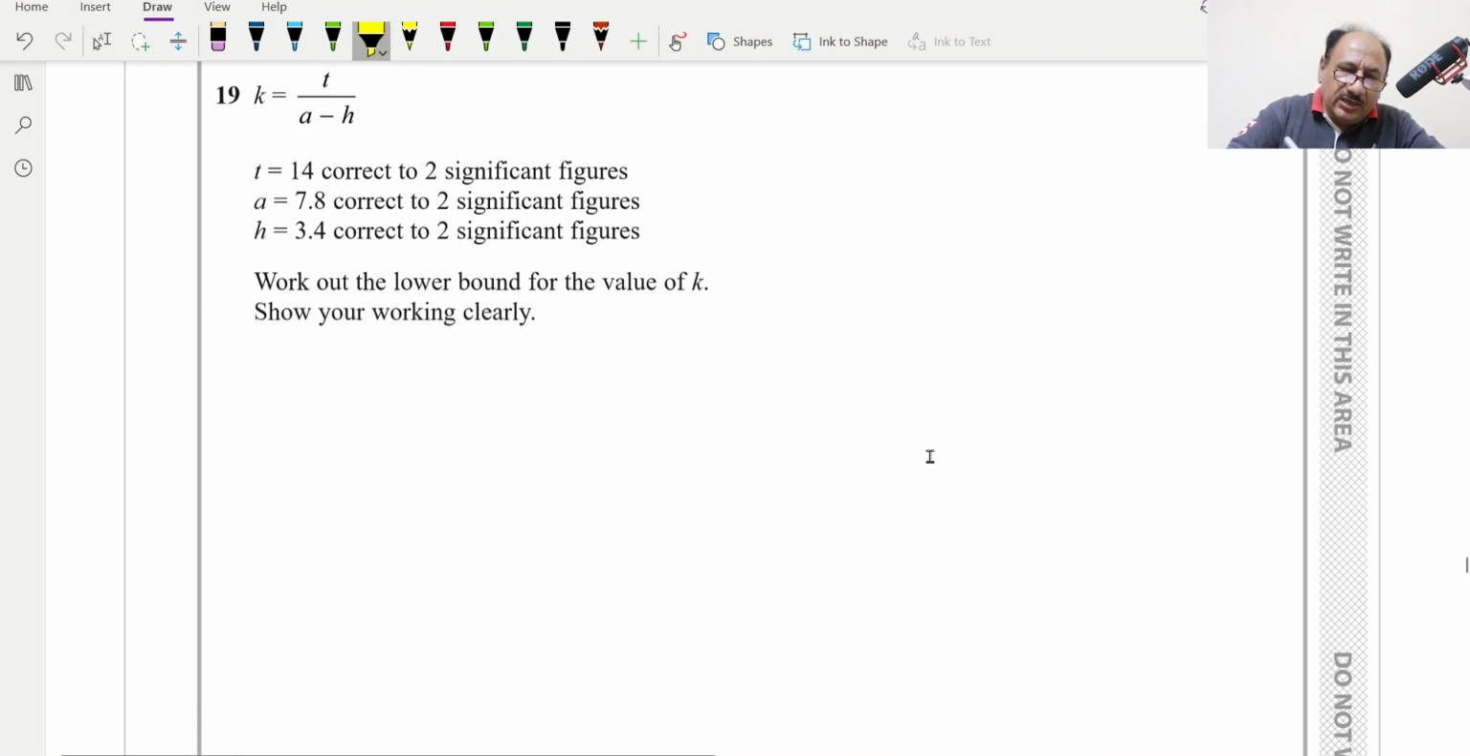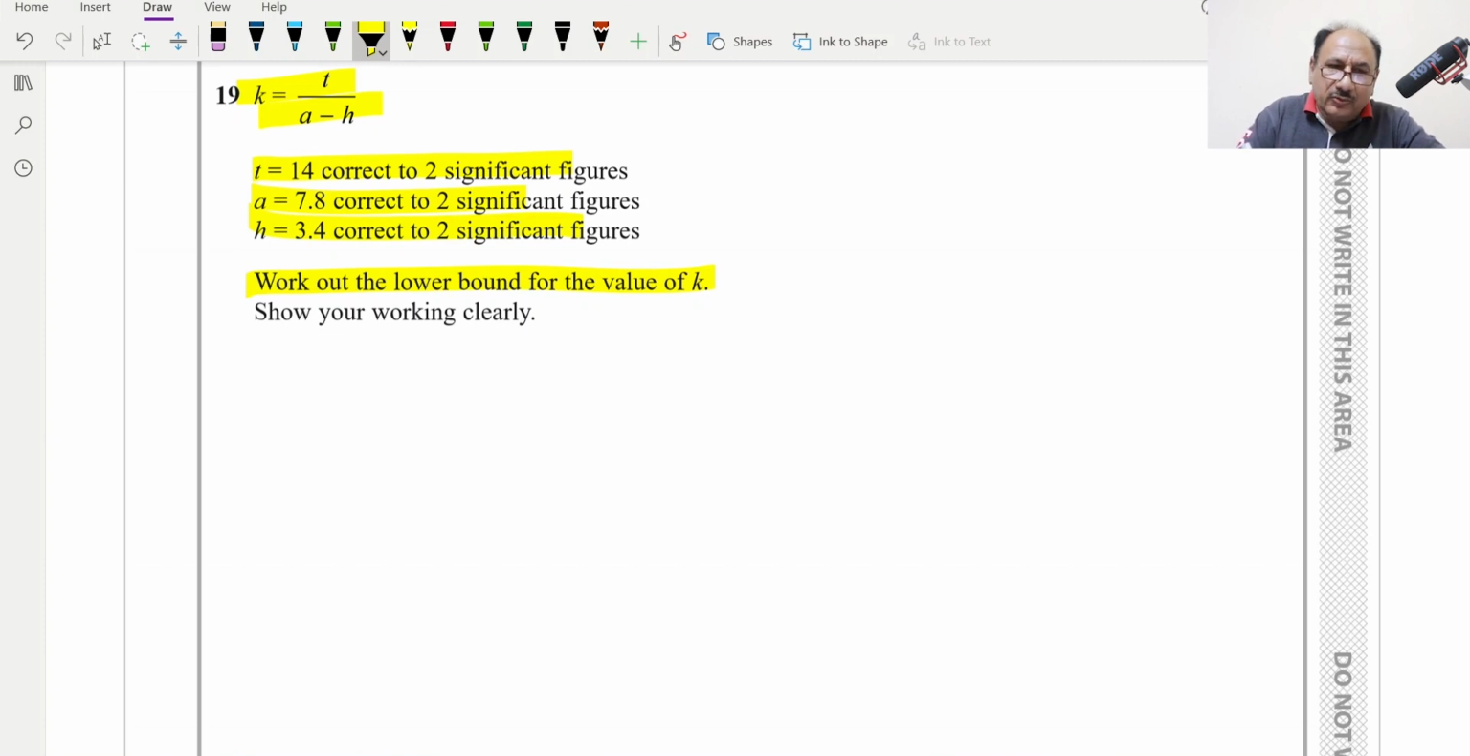Now question number 19. Question number 19 equation they are provided, and this is basically a lower bound upper bound question, and they have provided up to two significant figures, and this detail is given. Work out what?